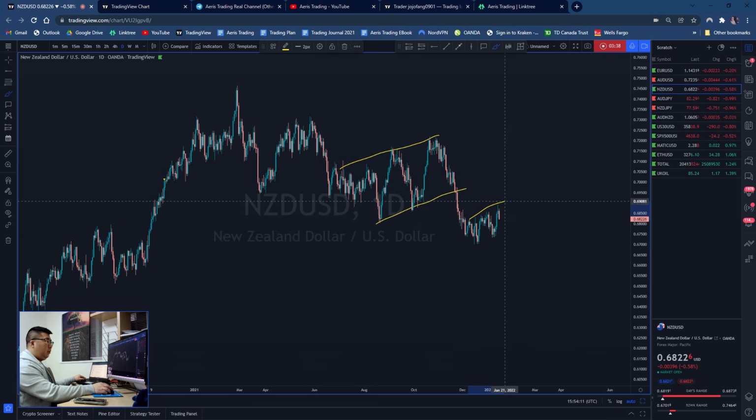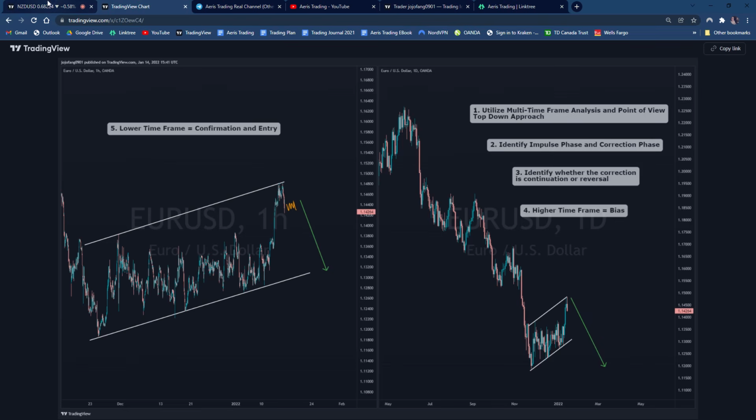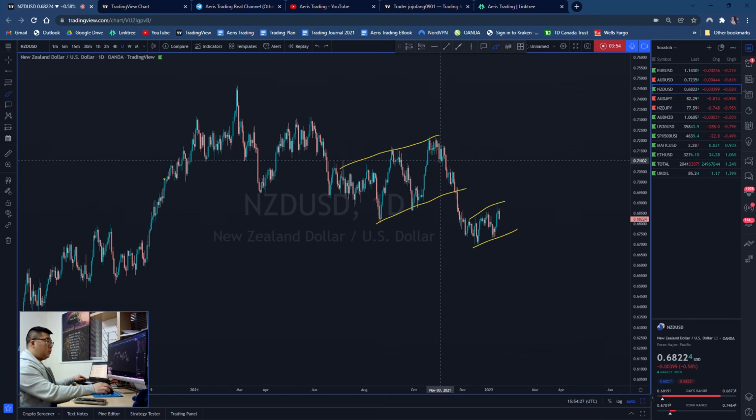And you're trying to, again, identify the corrective phase, and you can clearly see here on the higher time frame that there is a consolidation going on. Very, very similar to Aussie dollar that we just went over, a bearish flag, which we typically see in the market. And next, identify whether the correction is a continuation or reversal. In this case, we see bearish push down, bearish correction, bearish push down, and then another bearish continuation.